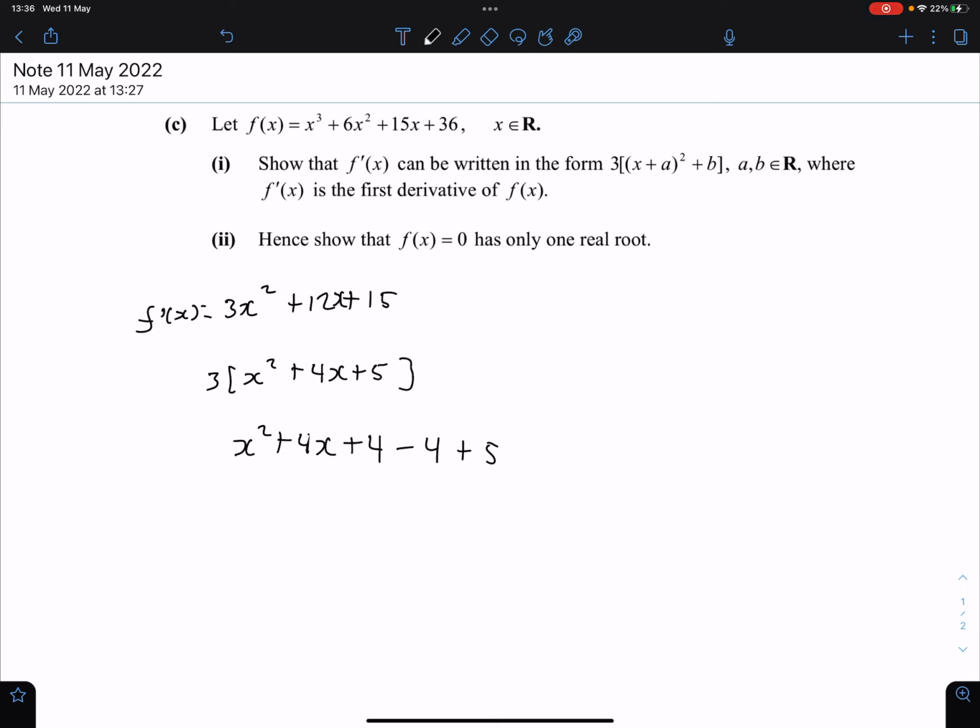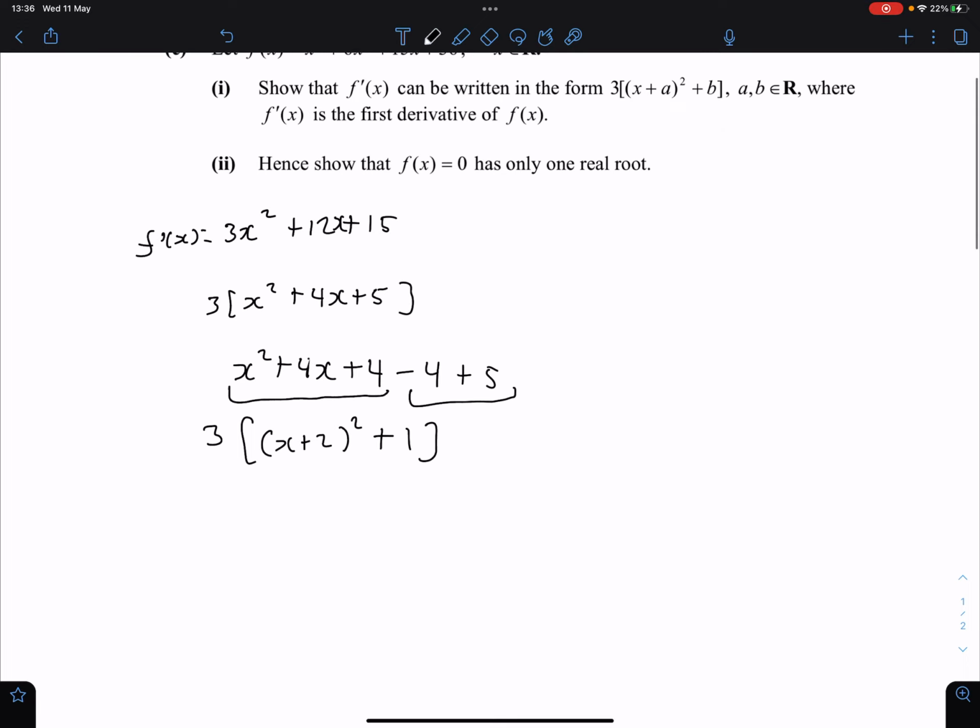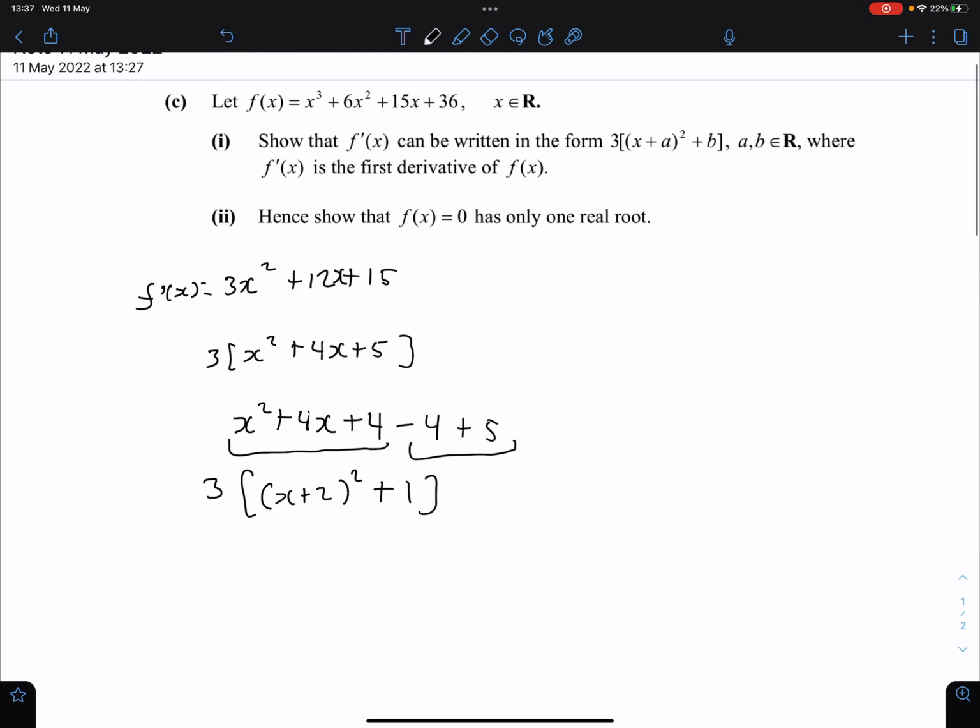So when I complete the square, I essentially group my terms like this. Now, this first part, if I complete the square for it, I'll get x plus 2 squared. And then I can add these two together, and I'll get plus 1. And then don't forget, the 3 needs to be on the outside. That's the first part done.